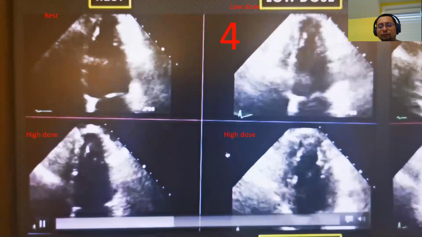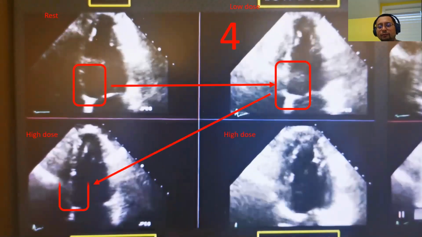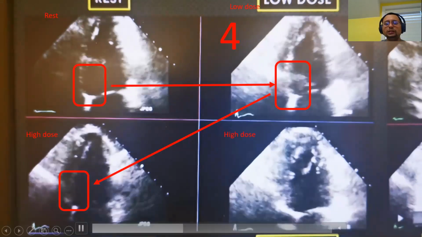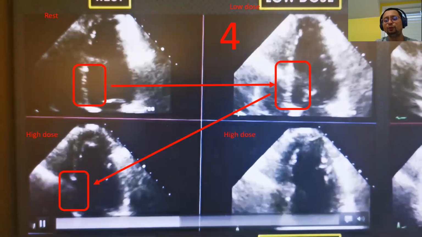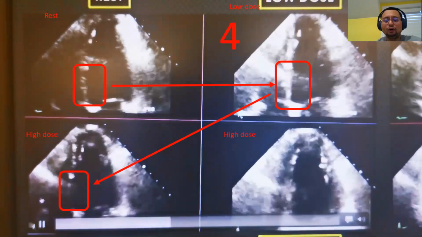Okay, let's look at apical 4. I highlight that it becomes better at low dose and becomes worse again at high dose. So this is a hibernating right coronary artery.